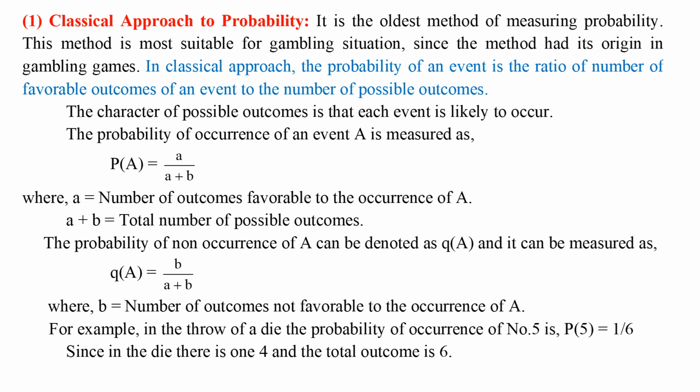The probability of occurrence of an event A is measured as P(A) equals A by A plus B, where A equals the number of outcomes favorable to the occurrence of A, and A plus B equals the total number of possible outcomes. The probability of non-occurrence of A can be denoted as Q(A), and it can be measured as Q(A) equals B by A plus B, where B equals the number of outcomes not favorable to the occurrence of A. For example, in the throw of a die, the probability of occurrence of number 5 is P(5) equals 1/6, since in the die there is 1 favorable outcome and the total outcome is 6.